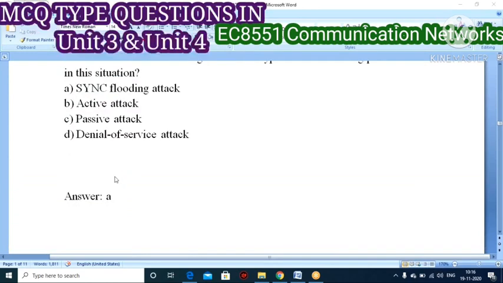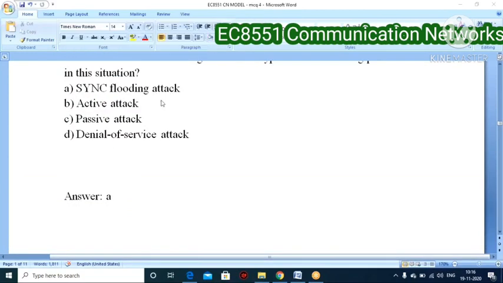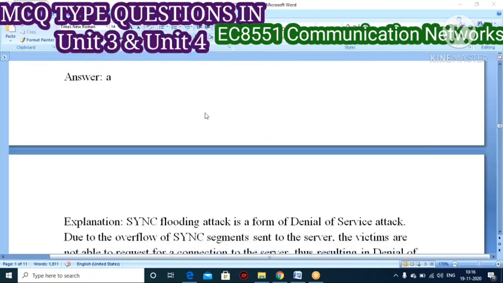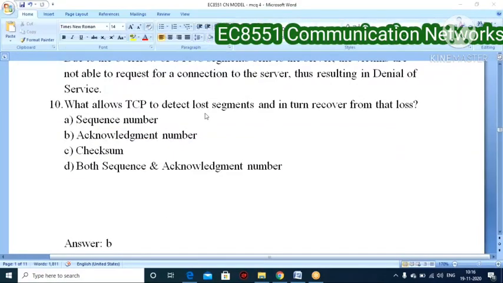So here, which attack means SYN flood attack? Don't say denial of service attack. Okay, SYN flooding attack is the only correct one. Okay, next we move on to the next question.